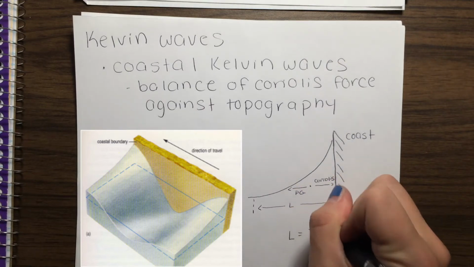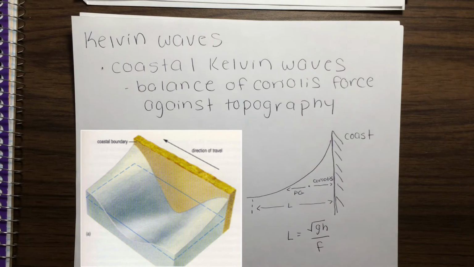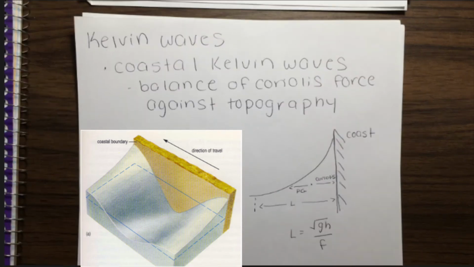The amplitude of Kelvin waves is negligible at a distance offshore given by the square root of gh over f, which we note is the Rossby radius of deformation. This means that coastal Kelvin waves appear trapped close to the coast because they rapidly decay away from the coast and are negligible at a distance given by the radius of deformation. For Kelvin waves traveling at the surface, this distance is about 200 kilometers.